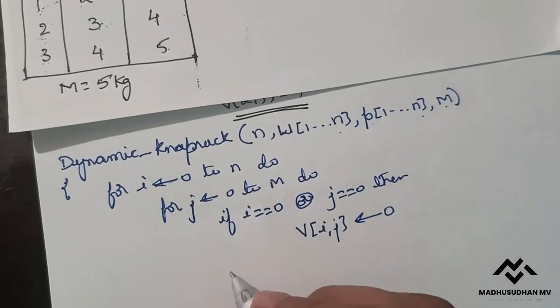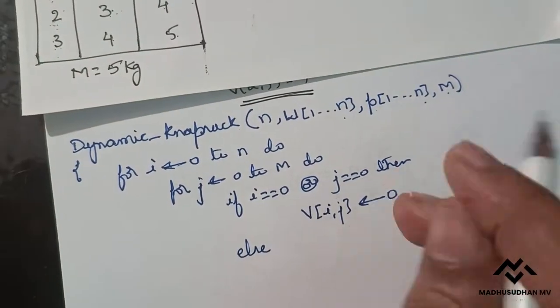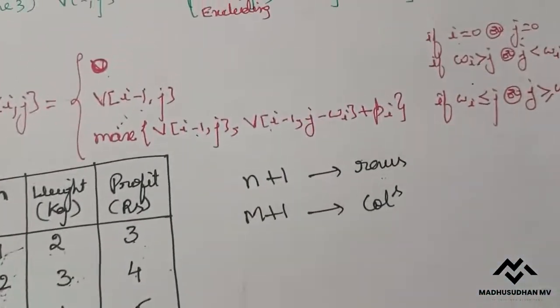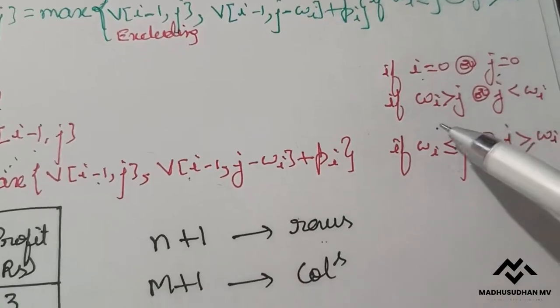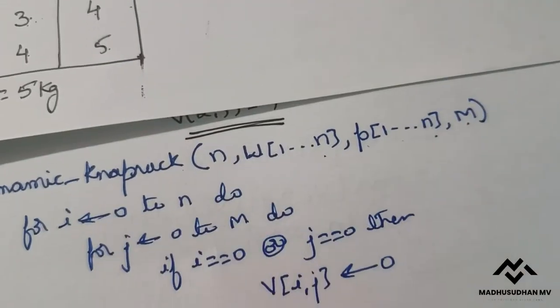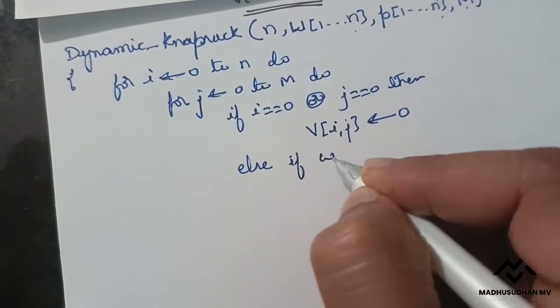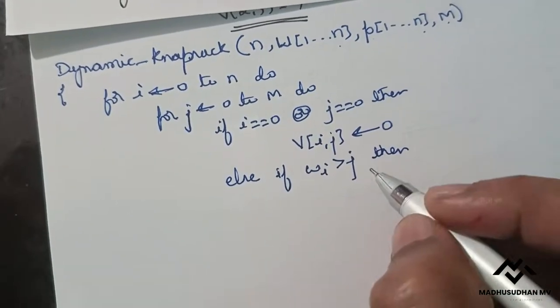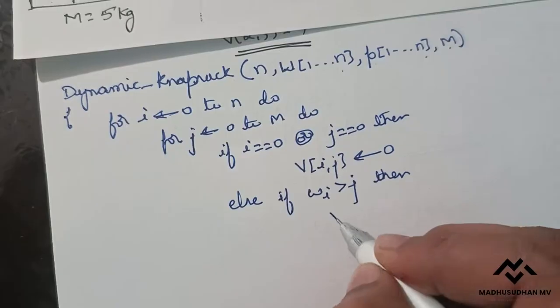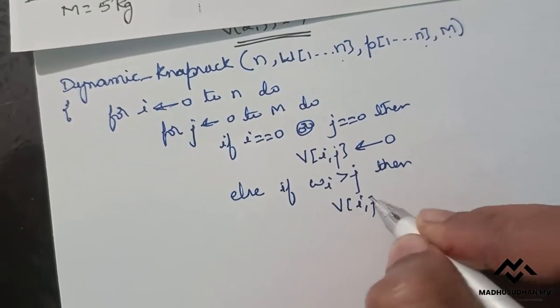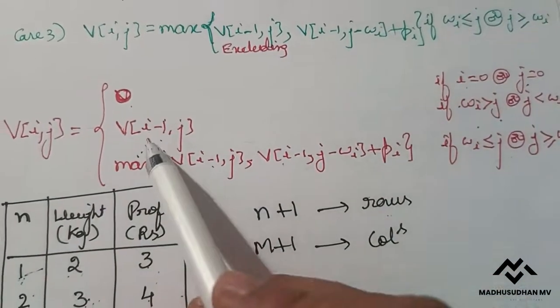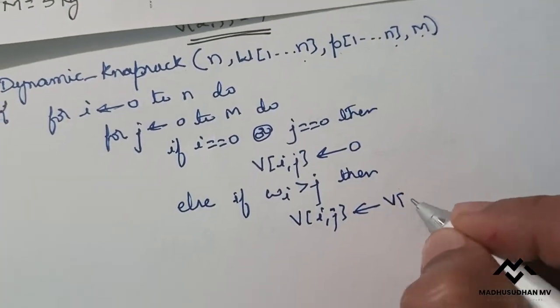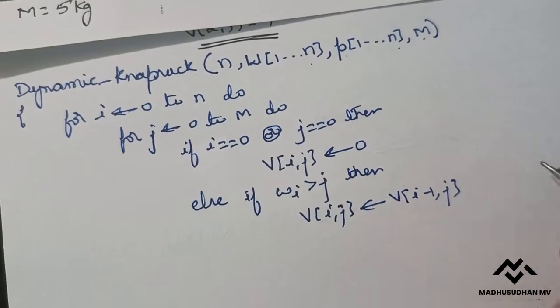Else, suppose this is not true, both are false, then what? Then I need to check whether the weight of the object is greater than or less than. So I'm checking else if weight of the object is greater than j, then what to use? Then value of I comma j is equal to what? If weight of the object is greater than j, this one. Same thing I'm writing: value of I minus 1 comma j.